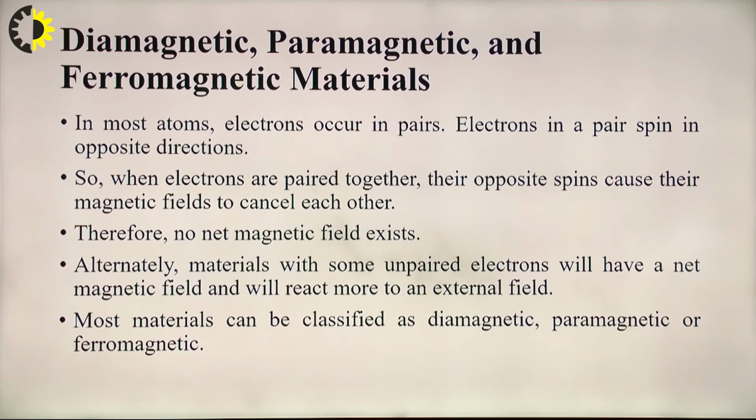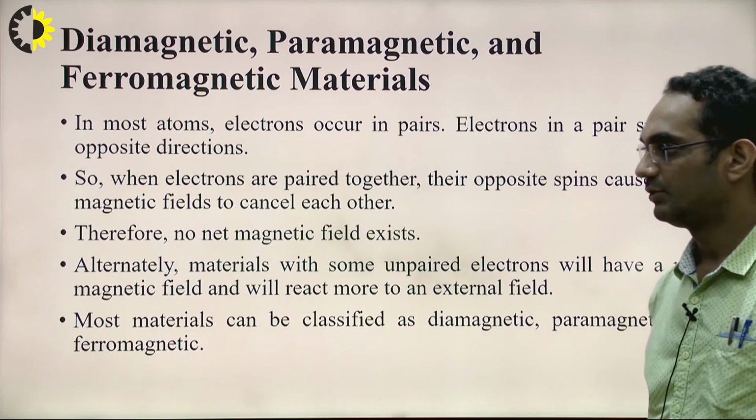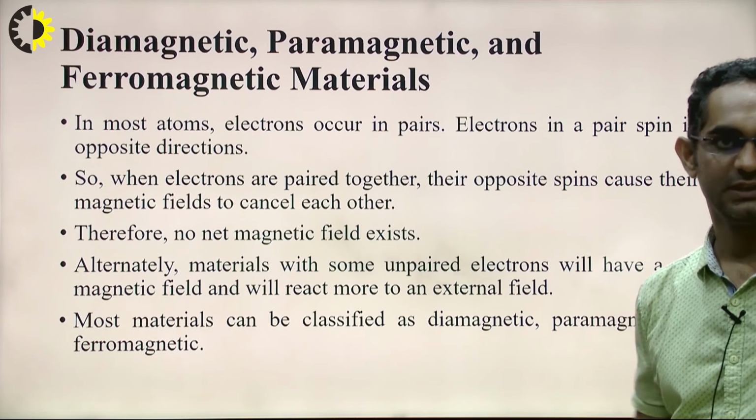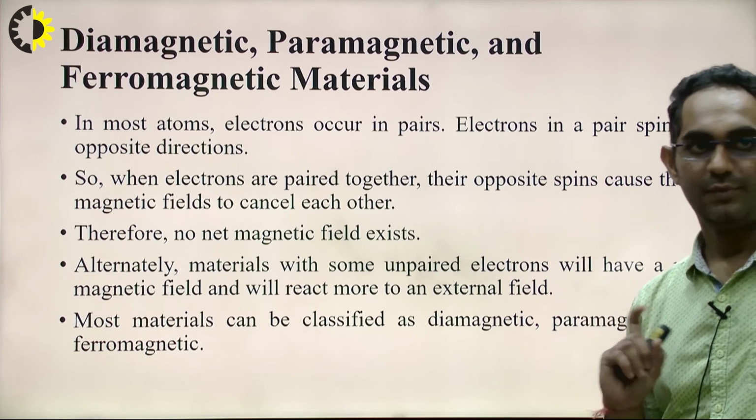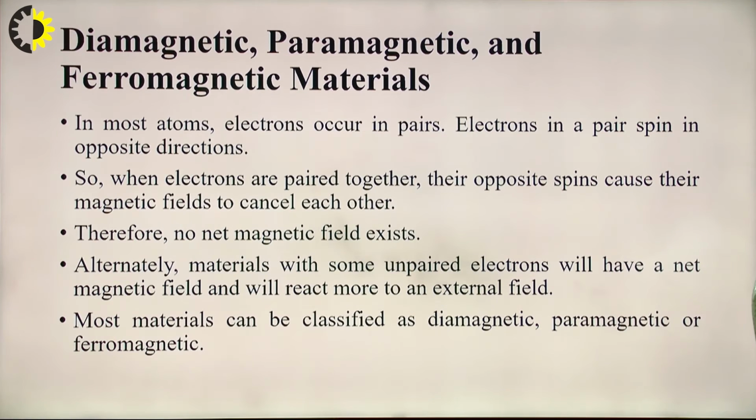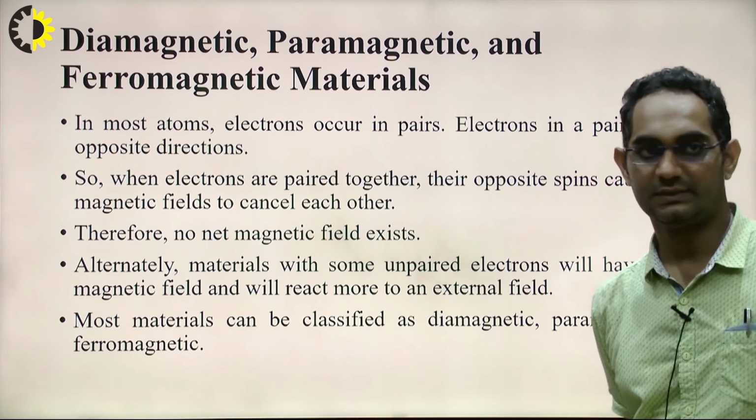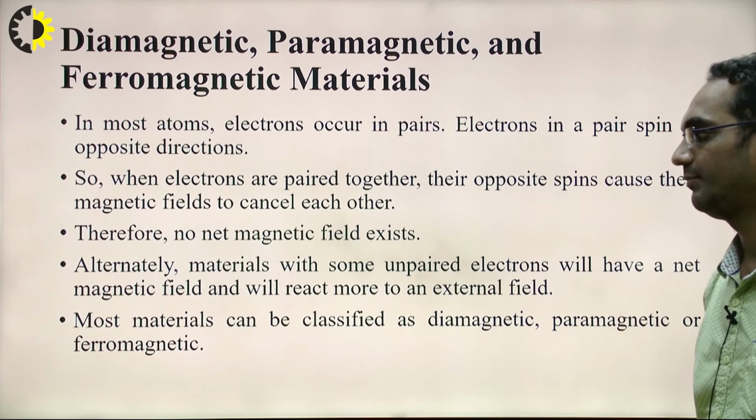So, when electrons are paired together, their opposite spins cause their magnetic fields to cancel each other. Therefore, no net magnetic field exists.